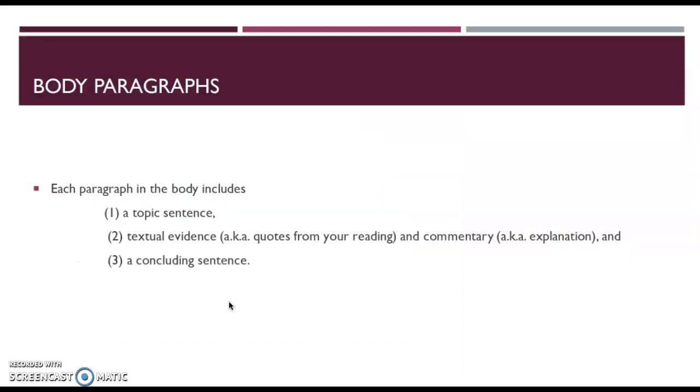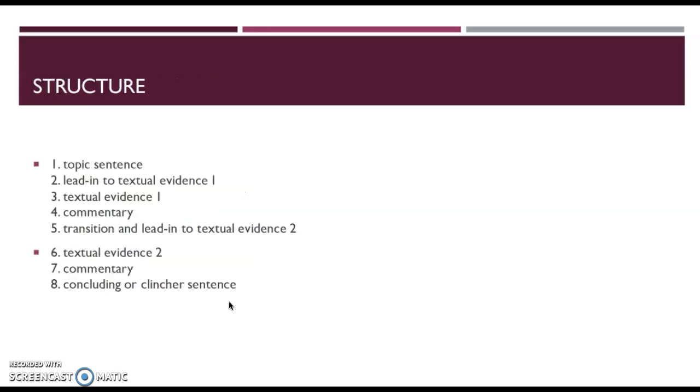Your body paragraphs, much like the body paragraphs that were in your comparison contrast essay, each body paragraph should have a similar structure. It should have a topic sentence, textual evidence or quotes from your reading and commentary or explanation, and a concluding sentence that connects back to your thesis statement. I'm looking for pie paragraphs, right? The structure of what that should look like.